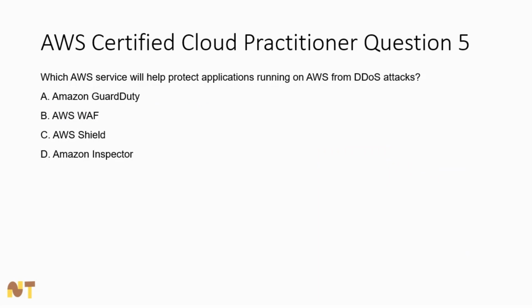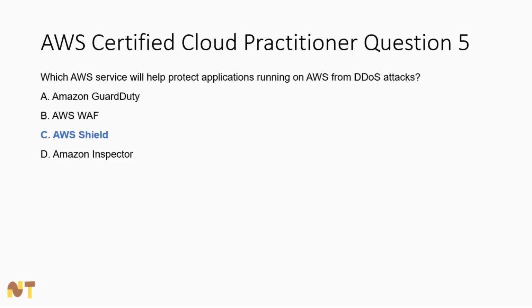Which AWS service will help protect applications running on the AWS from DDoS attacks? Amazon GuardDuty, AWS WAF, AWS Shield, or Amazon Inspector. Let's look at the options. GuardDuty provides threat detection service, hence this option is ruled out. WAF provides protection against certain types of DDoS attacks, but it is not primarily designed for DDoS protection. Inspector assesses applications for vulnerabilities or deviations from the best practices. Do not provide protection against DDoS attacks, while Shield is specifically designed for providing protection against DDoS attacks.